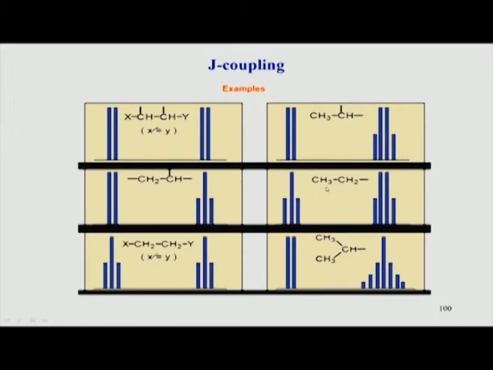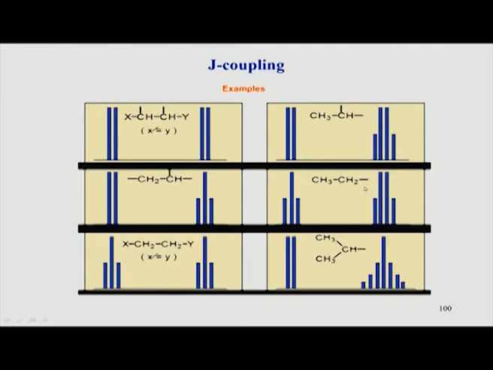Now, consider this CH3 CH2. Here the CH3 on the left side gets split into 3 peaks because of the 2 hydrogens. That means all the 3 hydrogens, which are one entity, one unit because of chemical equivalence, now get split into a triplet because of the 2 hydrogens they are coupled to. This is what is on the left side.